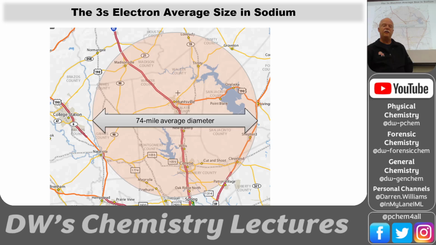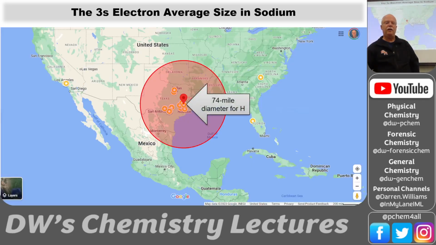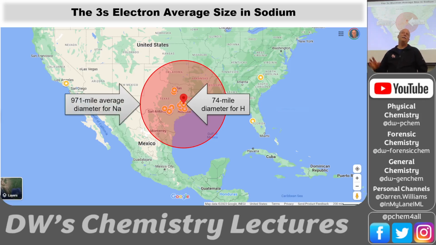So if this is hydrogen, it's really a 4-county area in Texas. Over here, you've got San Jacinto, Montgomery, Grimes County, Walker County, most of Madison County. So 4.5 counties in Texas, and here would be the sodium atom. So it's about the size of Texas. So hydrogen is 4 counties in Texas, and the sodium atom is about the size of this whole state.